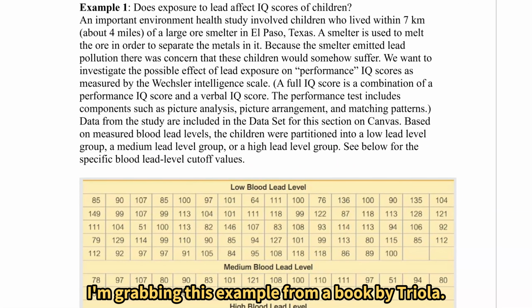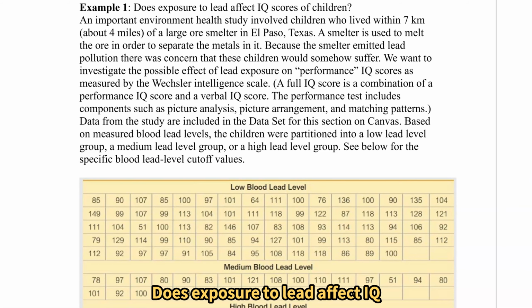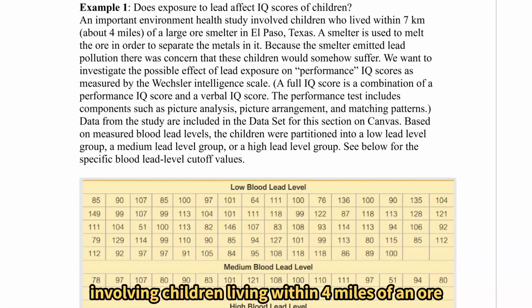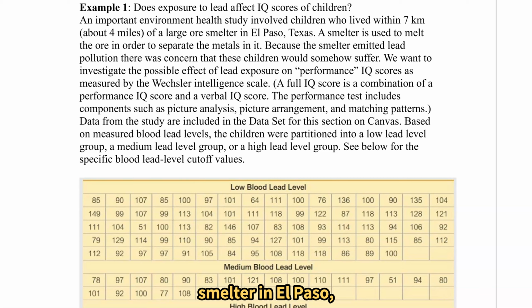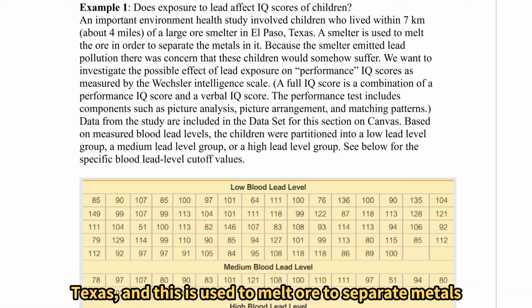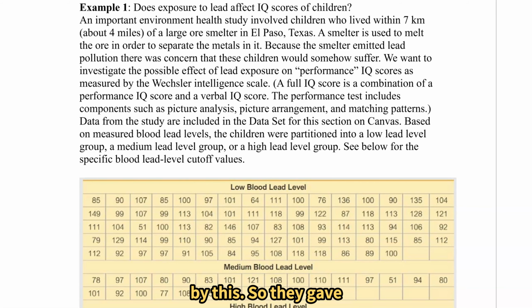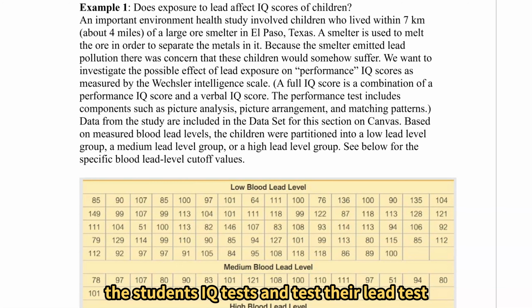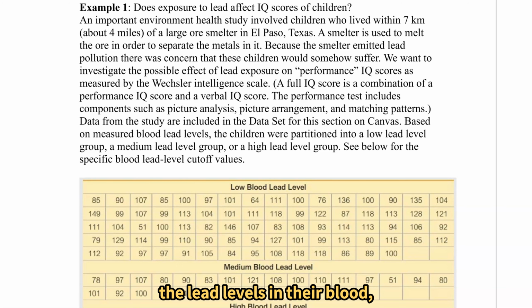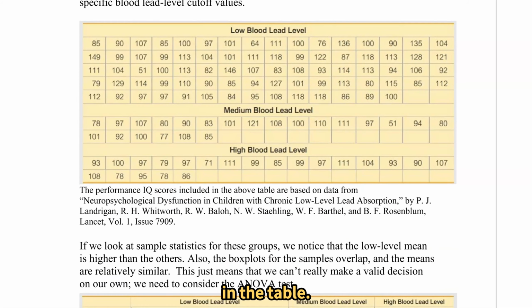I'm grabbing this example from a book by Triola. Does exposure to lead affect IQ scores of children? So there was an environmental health study involving children living within 4 miles of an ore smelter in El Paso, Texas. And this is used to melt ore to separate metals. And the smelter emitted lead pollution. There was a concern that the children might be affected by this. So they gave the students IQ tests and tested the lead levels in their blood and came up with some data. And the data here is represented in the table.